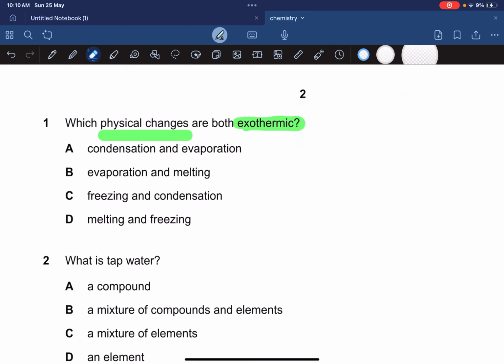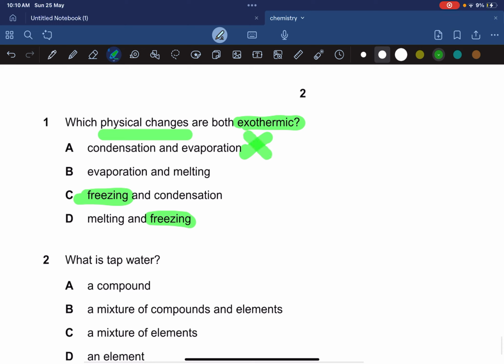So over here we know, according to this, freezing is going to be exothermic. Why? Because heat is coming out of the liquid. Freezing is going to be exothermic. So clearly not option A, clearly not option B. We have to look for C and D. So now let's talk about condensation first. So what's happening in condensation?